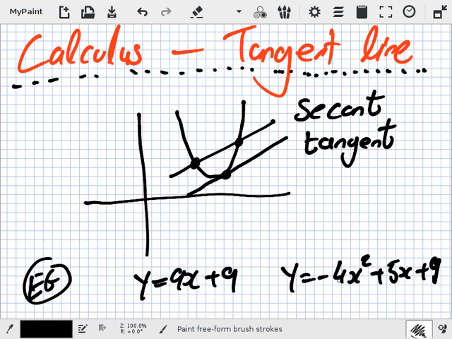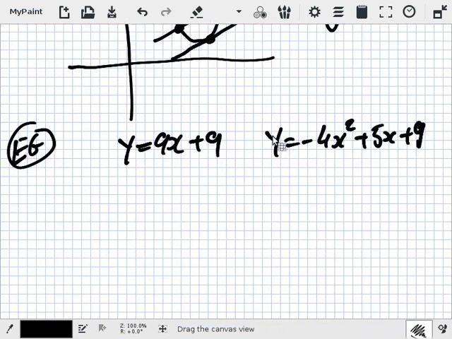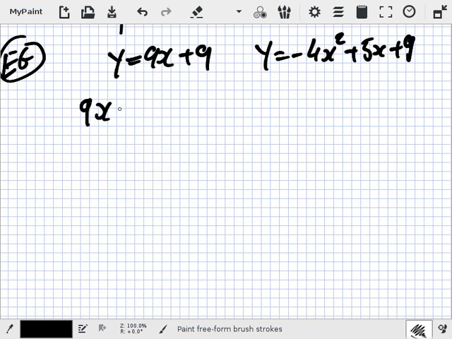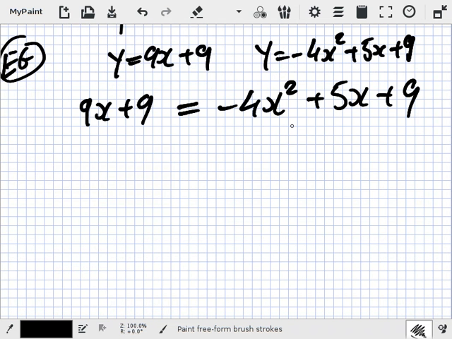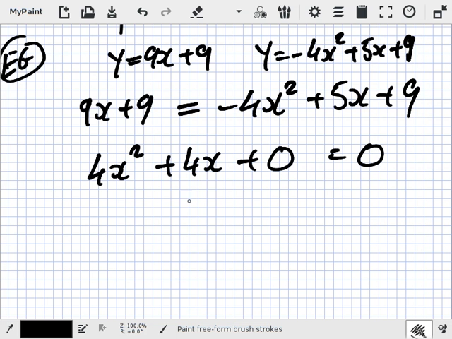Because if I get 2 answers, then what situation must I have? I must have a secant. If I get 1 answer, a tangent. So let's see what happens. I have 9x plus 9 equals minus 4x squared plus 5x plus 9. So I get 4x squared plus 4x, and the 9's cancel. So I don't really need that 0 there, and I'll divide by 4.